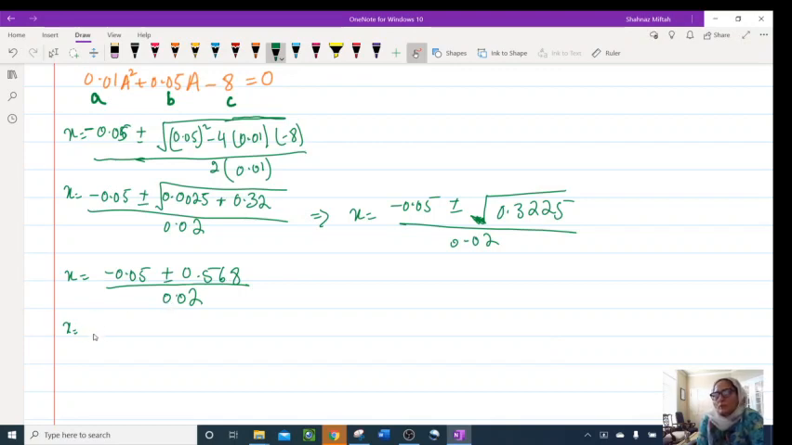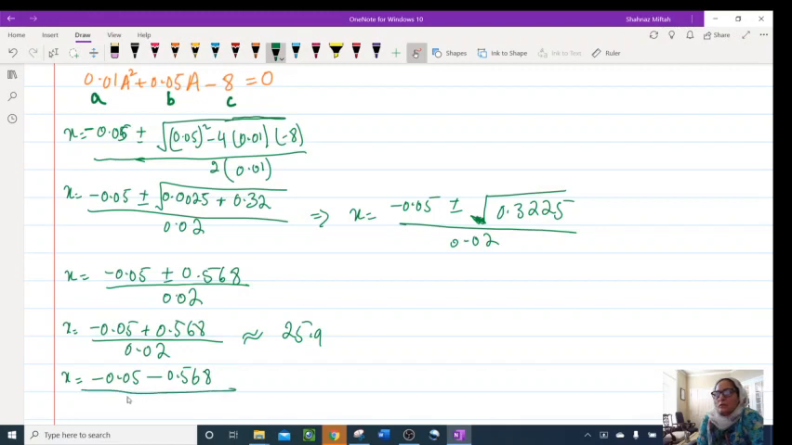So let's do the positive first. -0.05 plus 0.568, divided by 0.02. My answer is approximately 25.9. Then I'm going to do one more time with negative: -0.05 minus 0.568 over 0.02, approximately -30.9. So I got my answer.